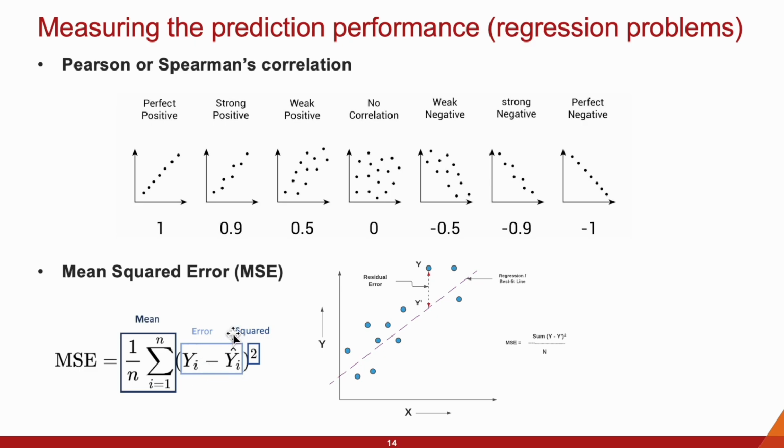A lower mean squared error value indicates better model performance, as it shows the predicted value is close to the actual value. MSE is particularly sensitive to outliers because it squares the error, giving more weight to larger errors.